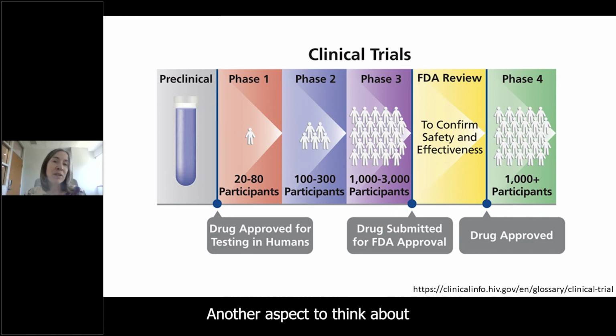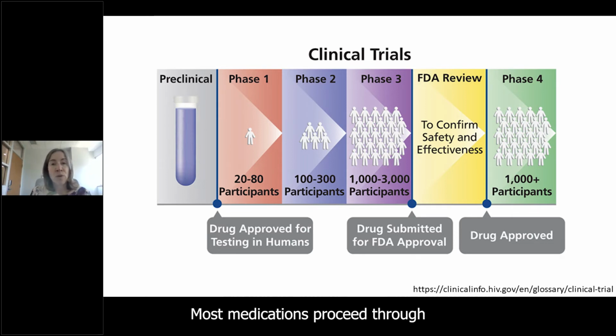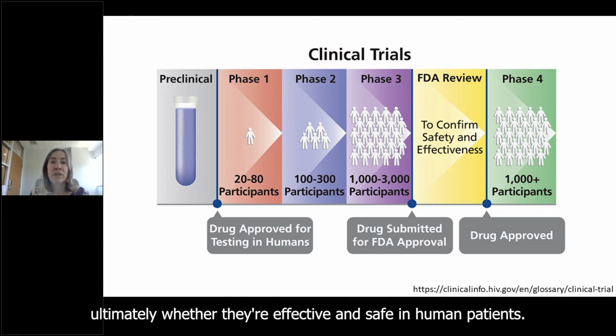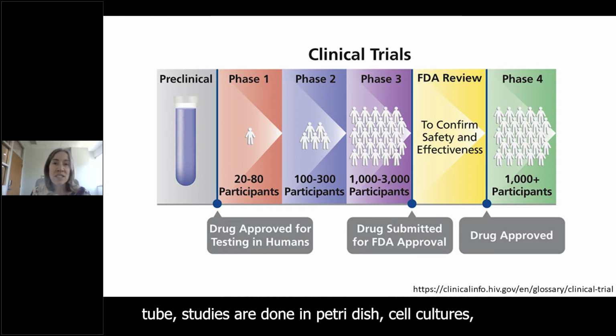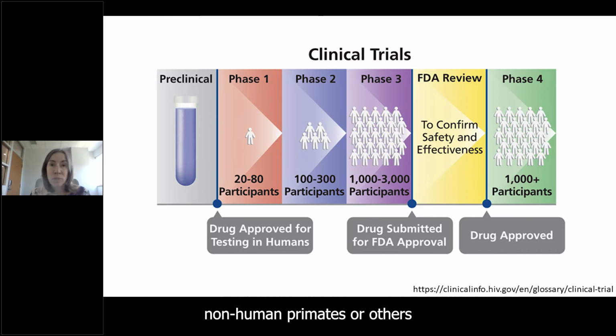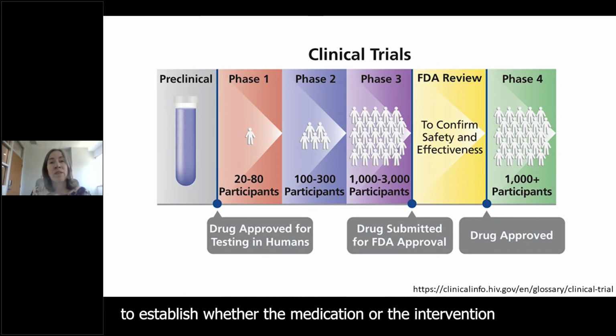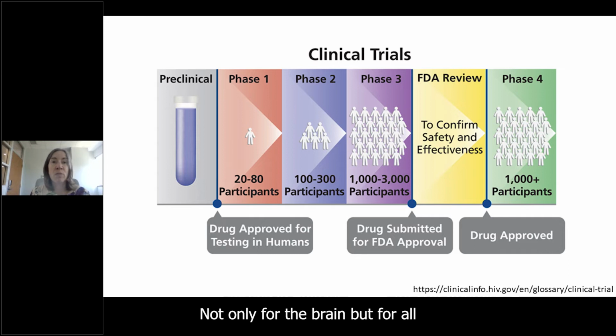Another aspect to think about when reviewing clinical trials and trying to decide if one is for you or for your family member is the phase of the clinical trial. So most medications proceed through a pretty standard way to determine ultimately whether they're effective and safe in human patients. In the very first stage on the left, the preclinical phase with the test tube, studies are done in petri dish cell cultures and ultimately in other animal models, whether it's mice, rats, non-human primates, or others, to establish whether the medication or the intervention seems to be reaching its target and whether it appears to be safe, not only for the brain, but for all the cells of the body and the organism.